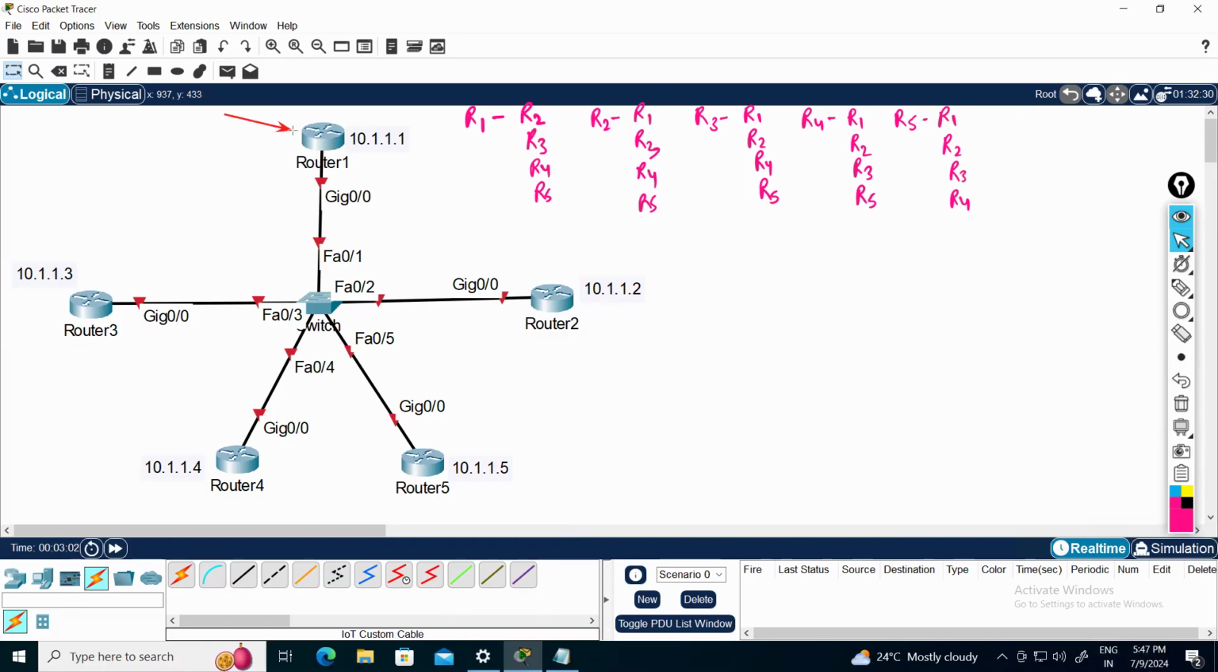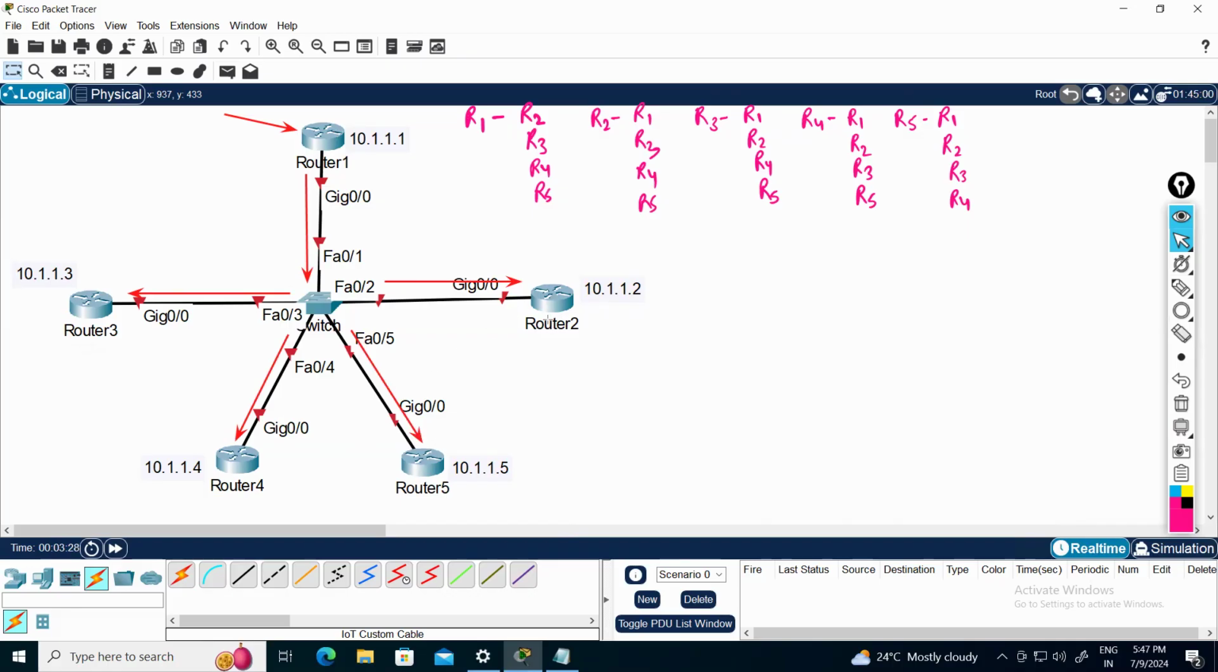There is some new information coming on R1. Now R1 is supposed to tell all its neighbors. So R1 is going to inform R2, is going to inform R3, is going to inform R4 also, is going to inform R5 also. This thing is clear? Okay.